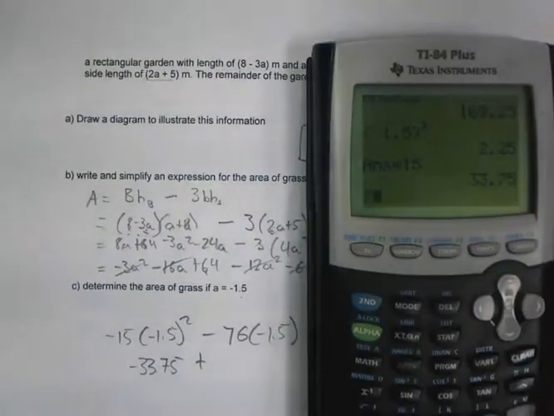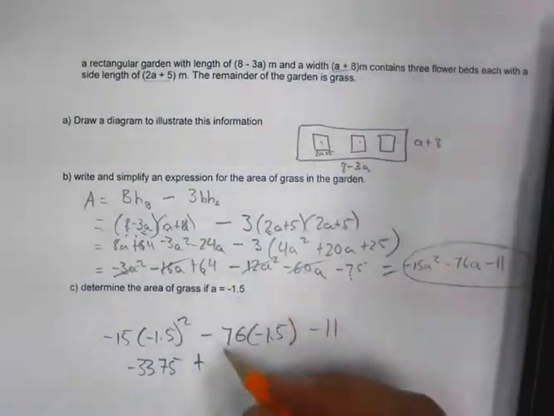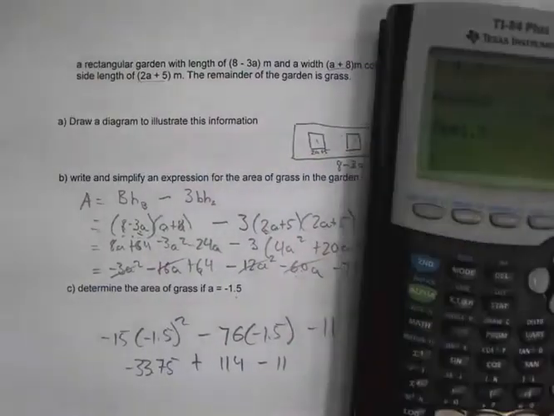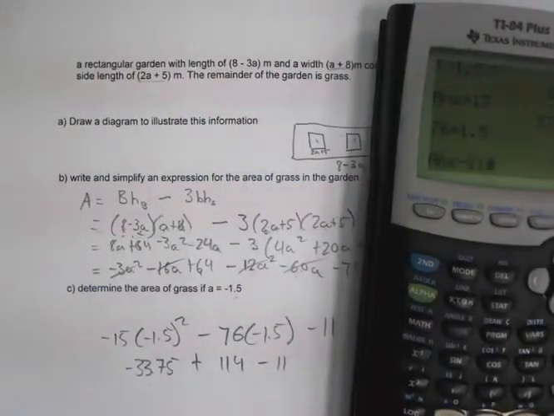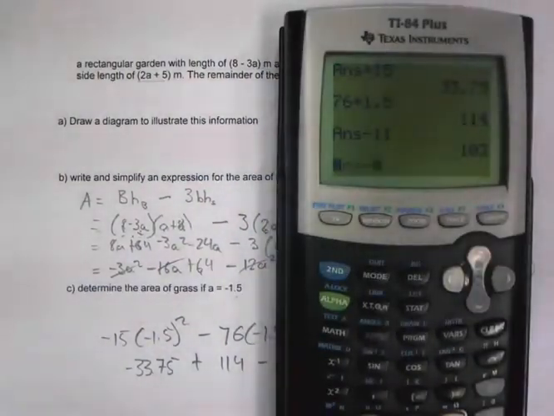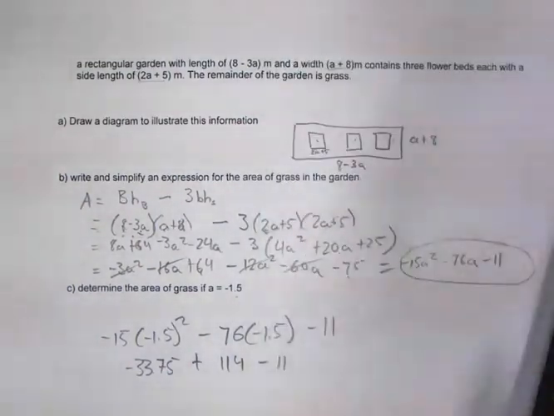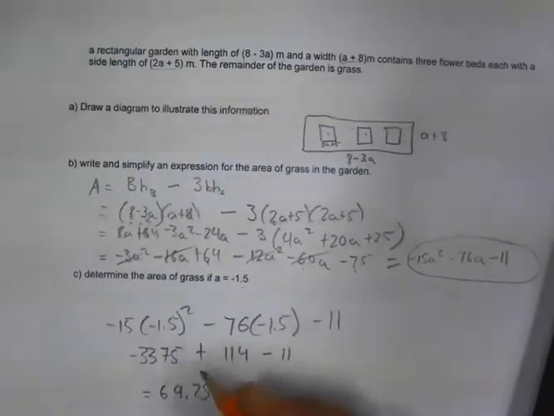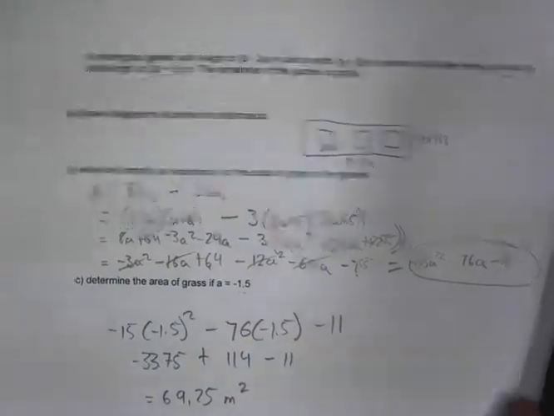So I'm going to go 76 times 1.5, which will end up giving me 114. And I want to subtract 11, and I'm going to subtract 33.75, and that's going to end up getting me 69.25. And this is in meters squared. Okay? And that's how we do that one.